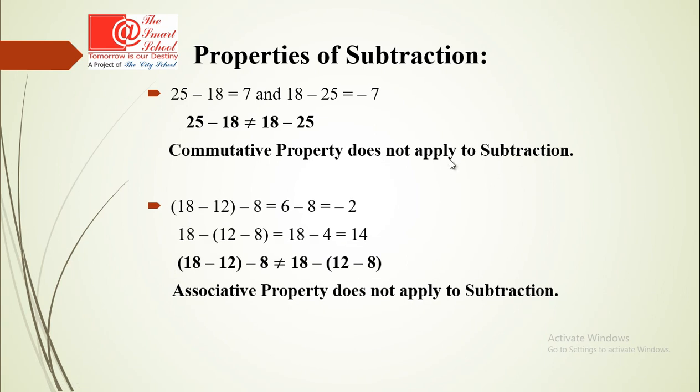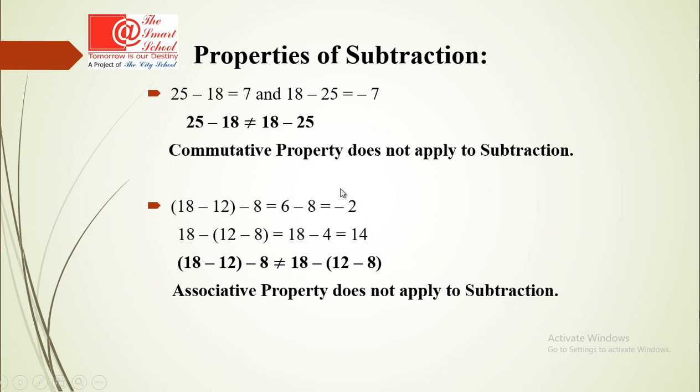Now we will check with the associative property. So 18 minus 12 is inside the bracket, then minus 8. The answer is 6 minus 8, and it is equal to minus 2. And we will make a different group. So it is 18 minus, inside the bracket is 12 minus 8, so it is equal to 18 minus 4, and the answer is 14.